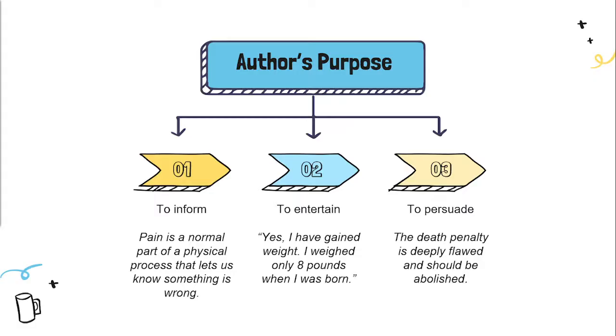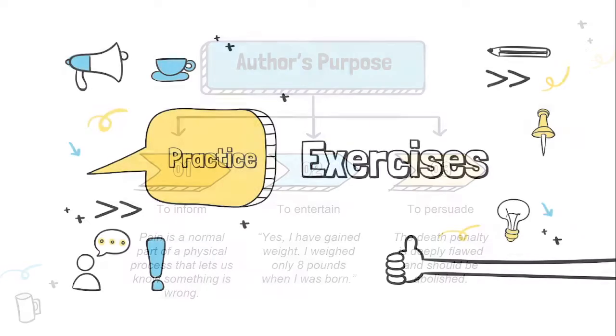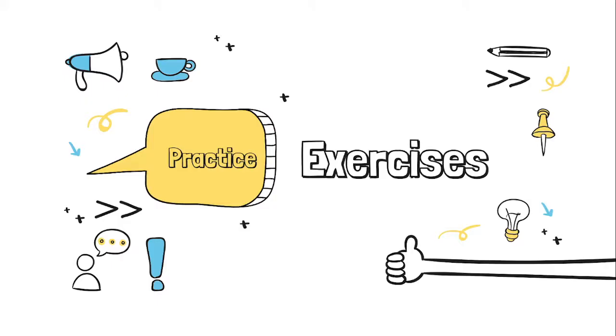To persuade, to convince the reader to agree with the author's point of view on a subject. Authors with this purpose may give facts, but their main goal is to argue or prove a point to readers. Example, the death penalty is deeply flawed and should be abolished. Please note that an author may have a more specific purpose in mind other than to inform, entertain, or persuade. Let us now do some practice exercises.